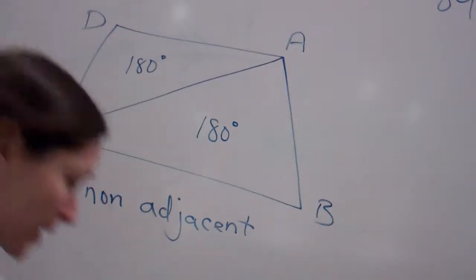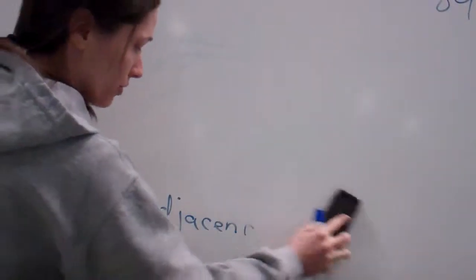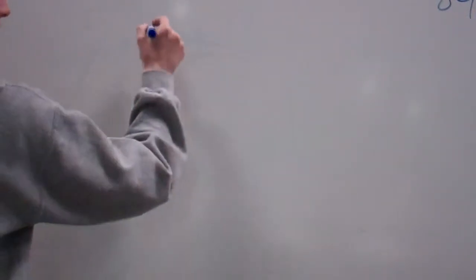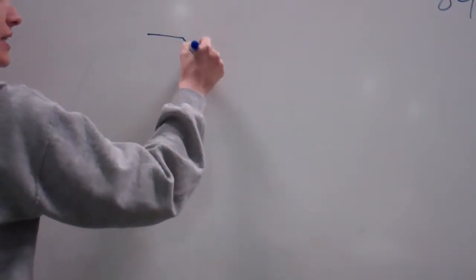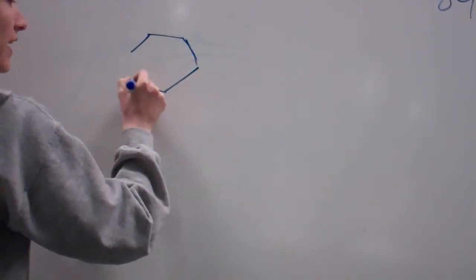Okay, so now, let's look at a different shape. That's just kind of the beginning. I just wanted to show you. Okay? The next thing I want you to draw is a hexagon. Okay? And a hexagon has how many sides? 6. Hex, it's kind of like 6. 1, 2, 3, 4, 5, 6.